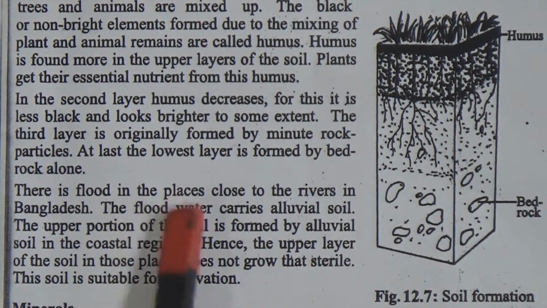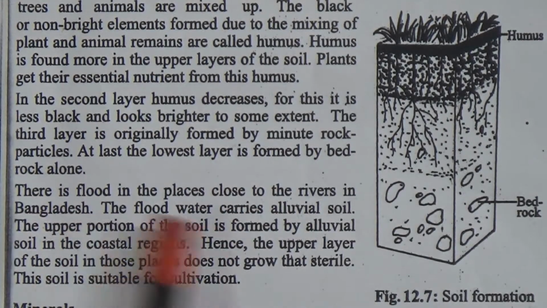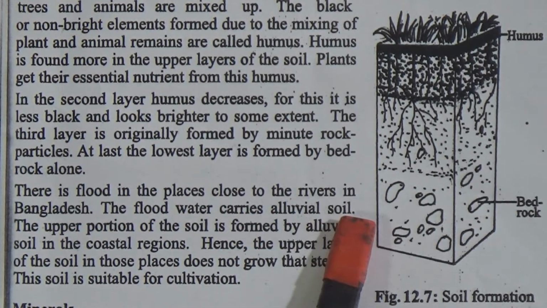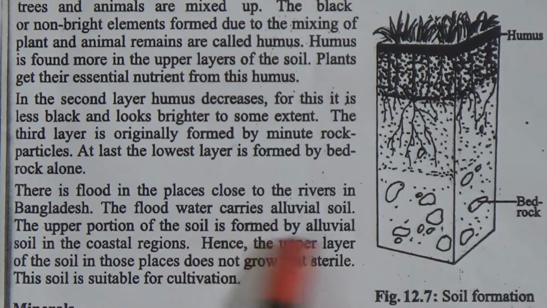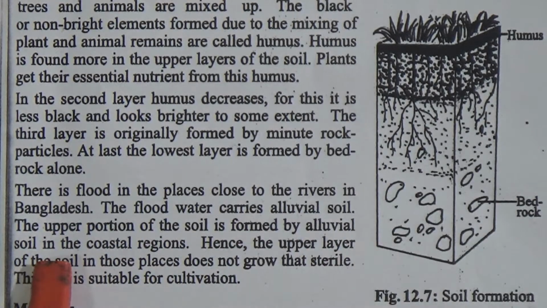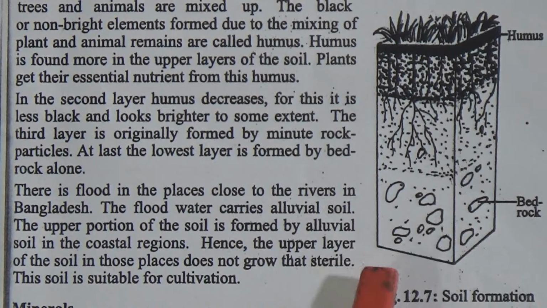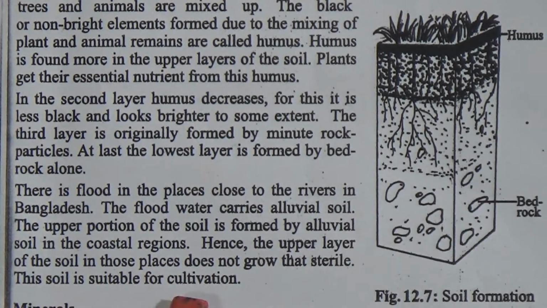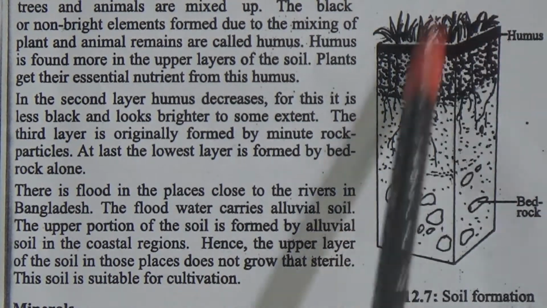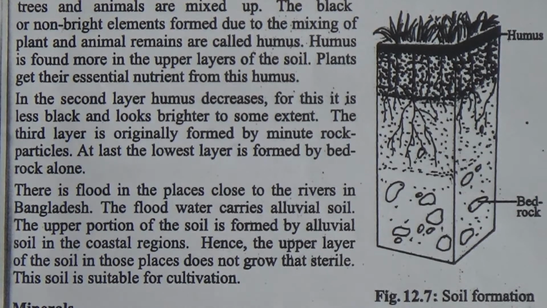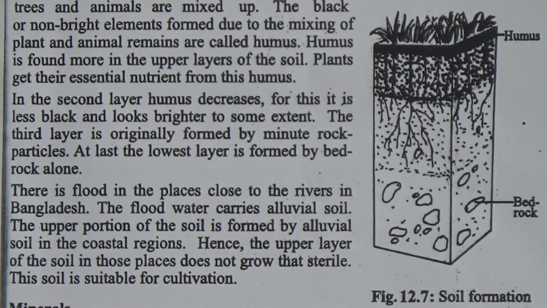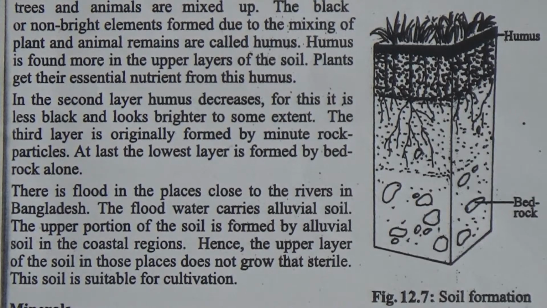There is flood in the places close to rivers in Bangladesh. The flood water carries alluvial soil. The upper portion of the soil in the coastal regions is formed by alluvial soil. Hence, the upper layer of the soil in those places does not become sterile. This soil is suitable for cultivation. When alluvial soil comes from the river because of flood or river erosion, this soil becomes fertile.